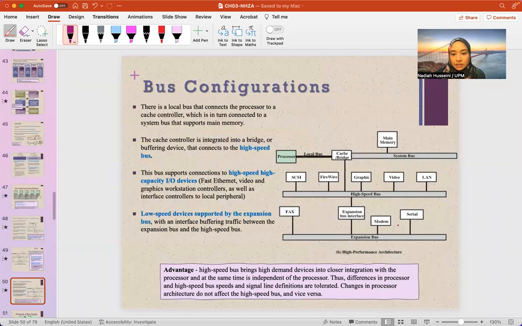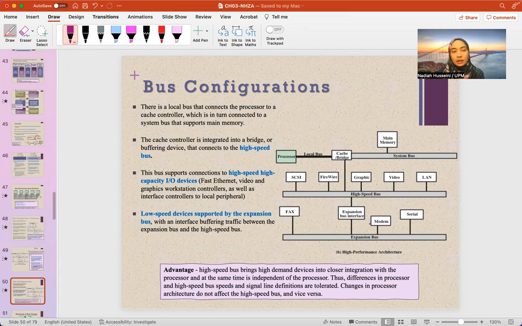So the next architecture, which is the high performance, we have the processor, we still have the local bus with the processor and the cache, but the cache is directly connected to the system bus and the system bus is connected to the main memory. So here we have the cache bridge connected to the high-speed bus, and we have the expansion bus interface connected to the expansion bus.